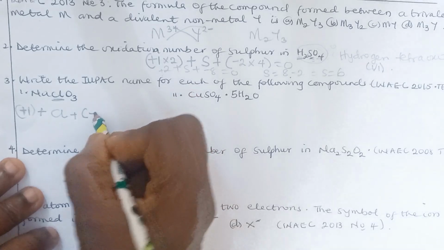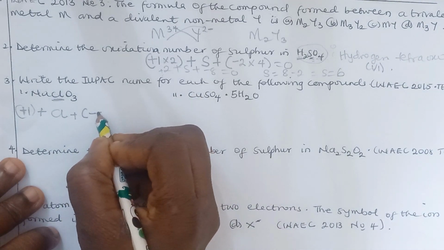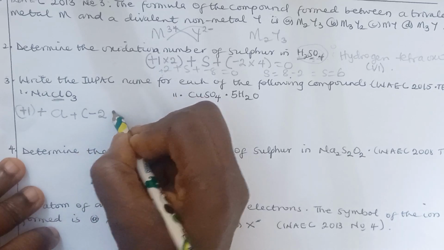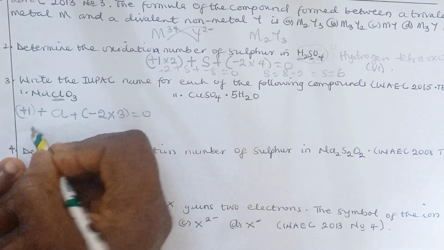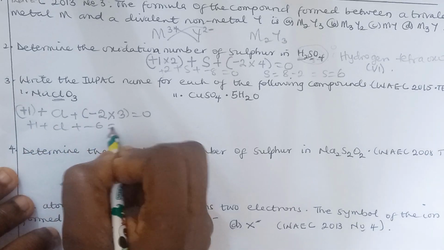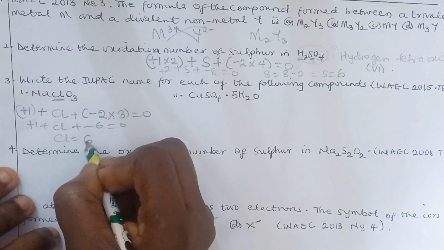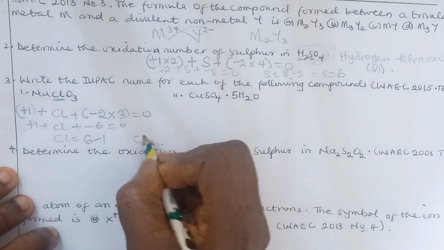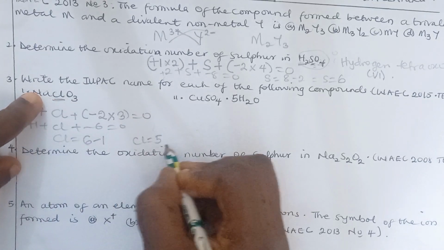Oxygen's atomic number is 8, so we have 2 and 6: 2 on the first shell, second shell is 6. It gains 2 to become -2 because there's a need of 2 more to make it 8. We have 3 atoms of it, so everything is equal to 0. +1 plus chlorine plus -6 equals 0. Plus times minus is minus. Carrying it to the other side, we have chlorine as 6 minus 1, so chlorine is 5.